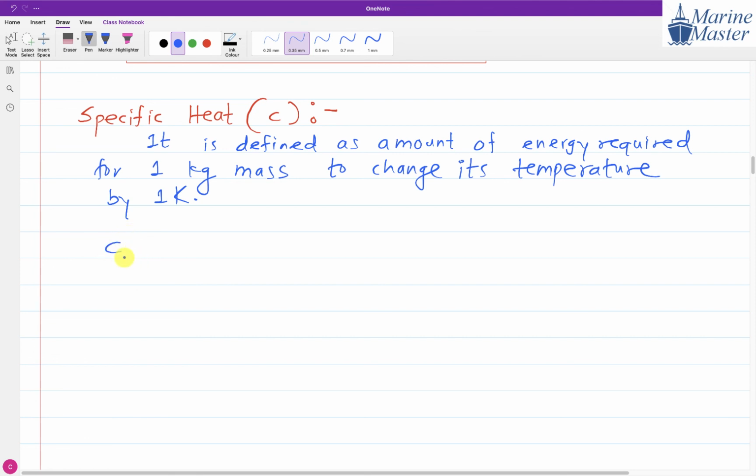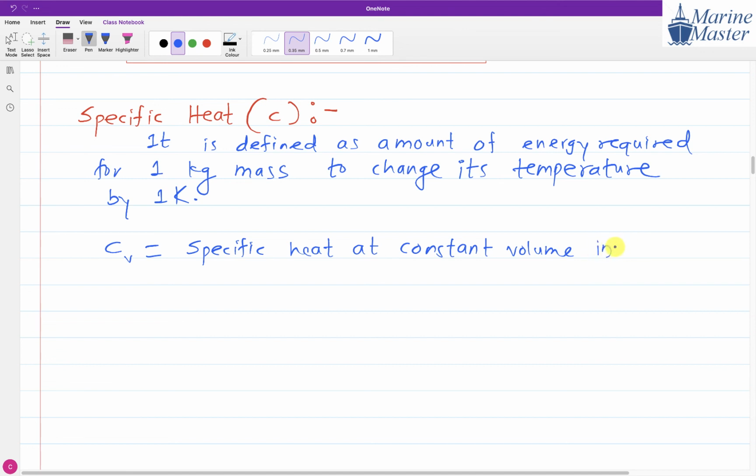The first type of specific heat is what? Cv, with a small c and a subscript V. So what does Cv stand for? Specific heat at constant volume. Okay. What is meant by Cv? Cv is specific heat at constant volume. And for a particular ideal gas, the value of Cv is a constant.